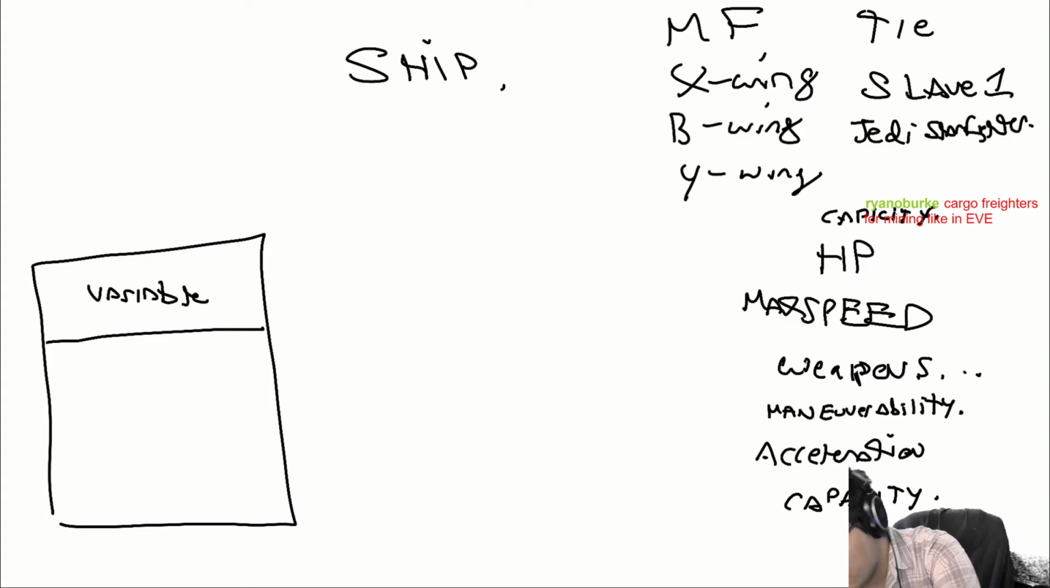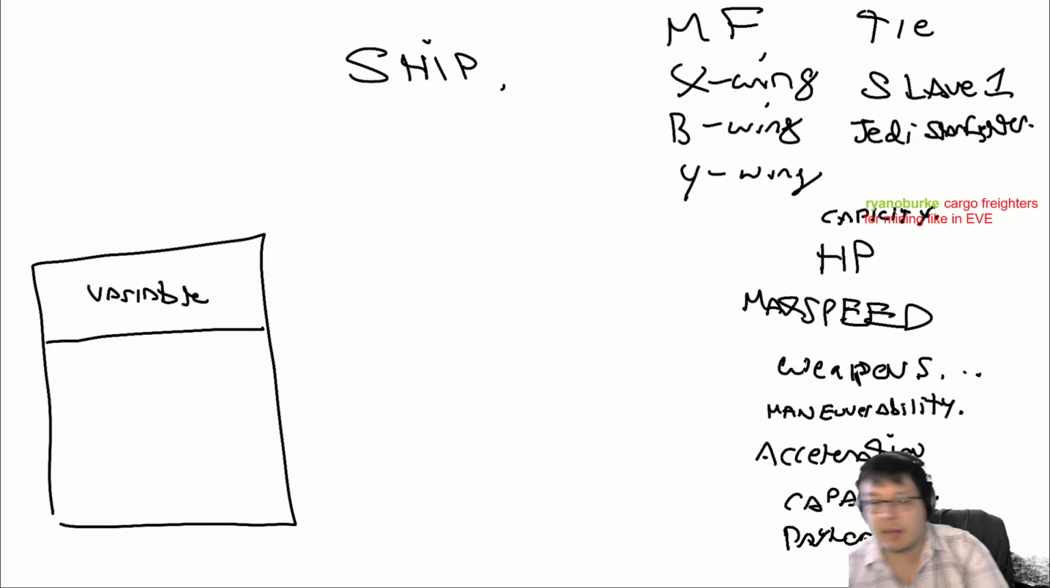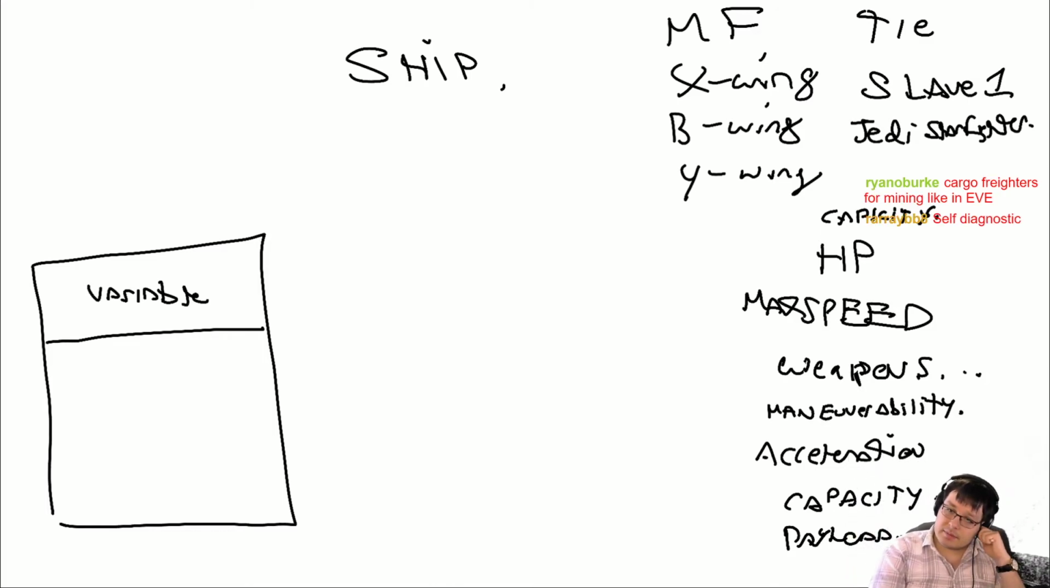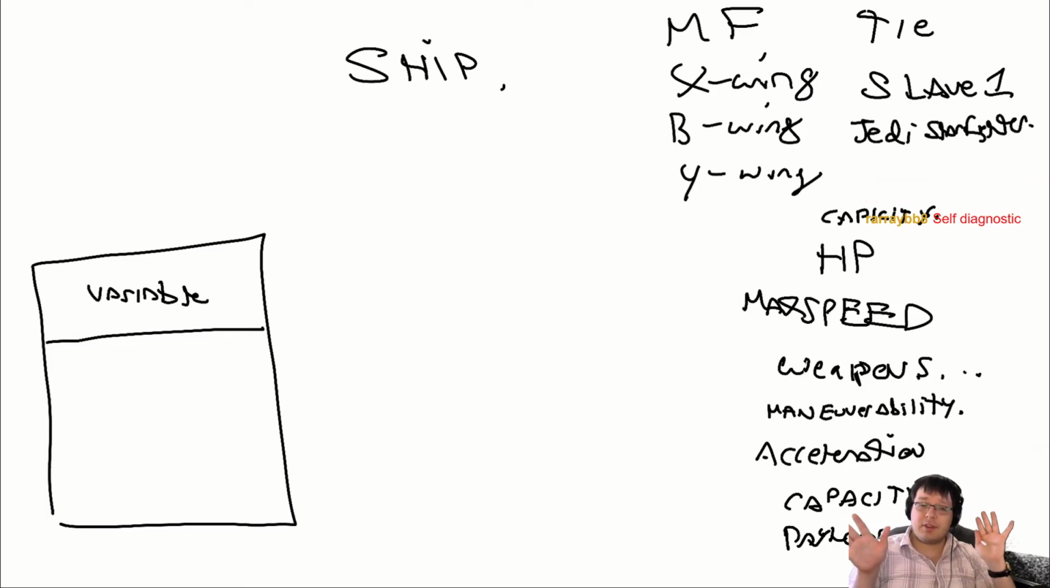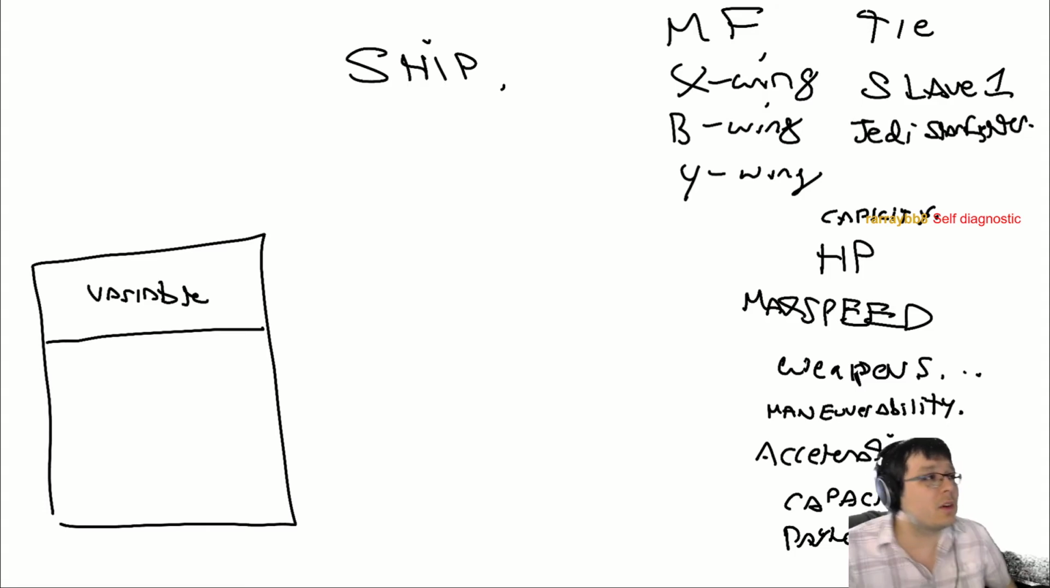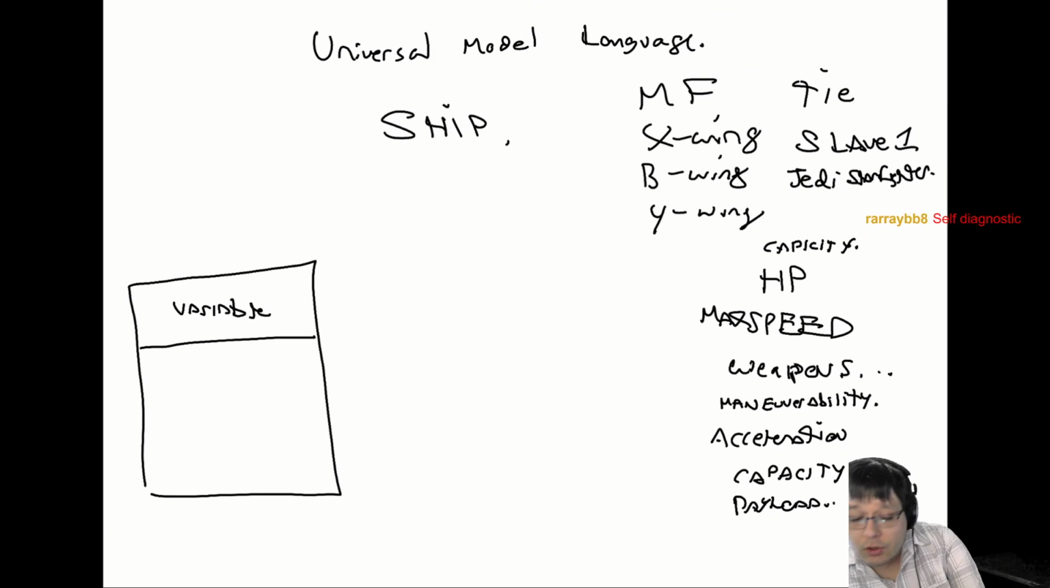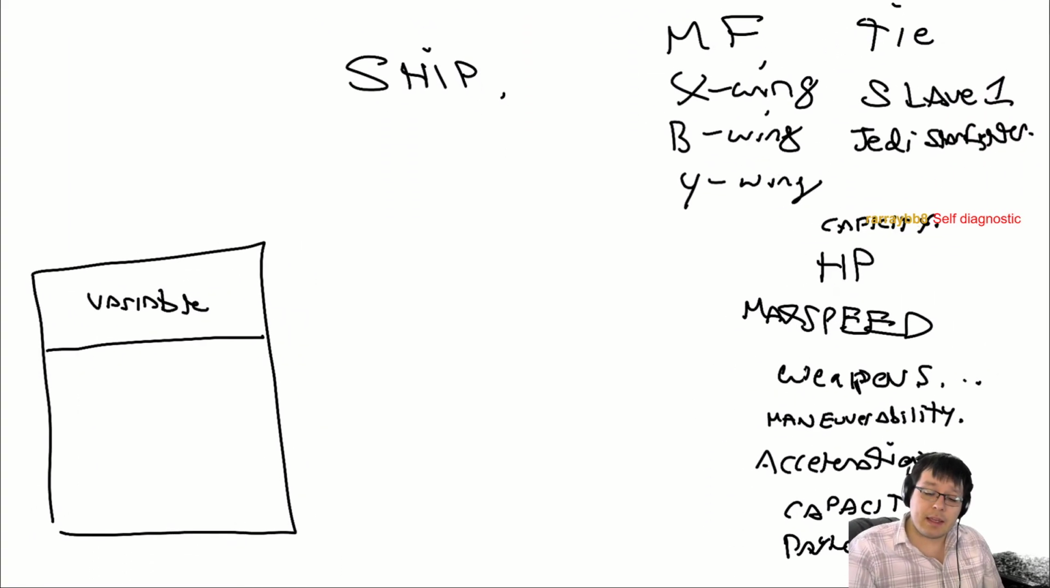Payload, let's call it payload too. Payload in general. That'll cover basically capacity and other things. So let's go with that. Otherwise, it's going to take us like 10 years to code this. So let's kind of stick with just that for now, okay? So those are the kind of variables that you want to keep track of. Those are the hard data points that are going to be unique to each ship.